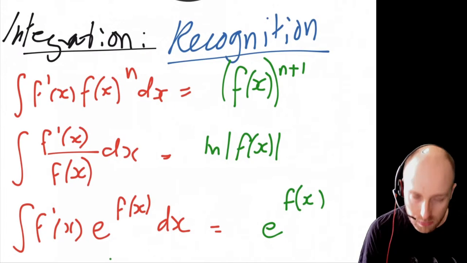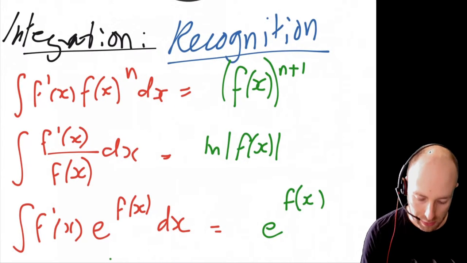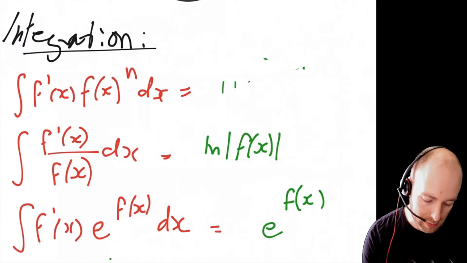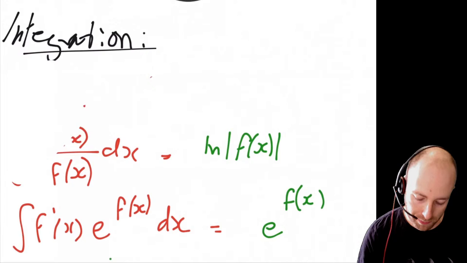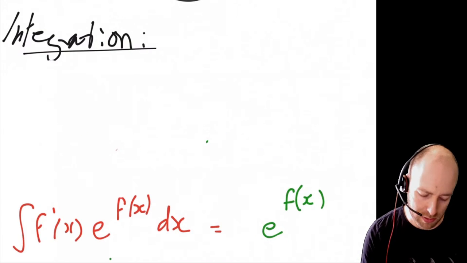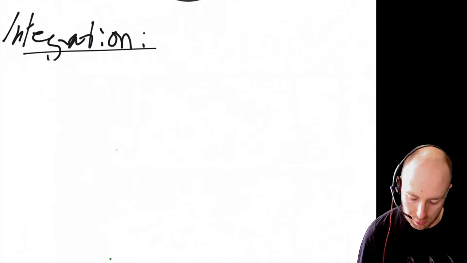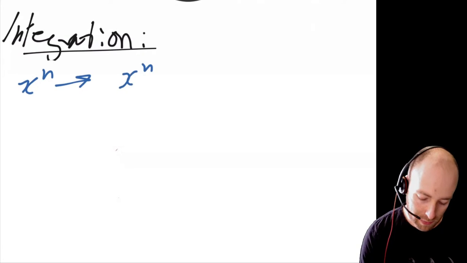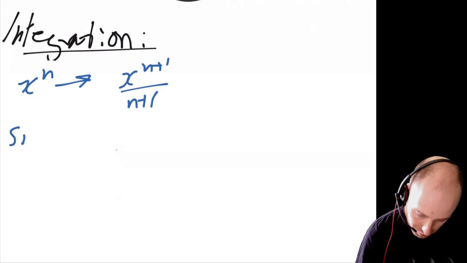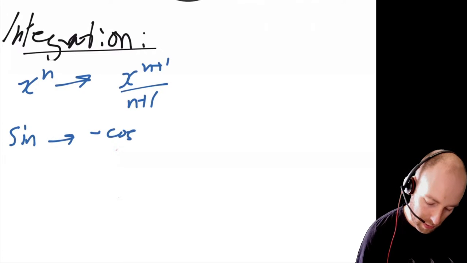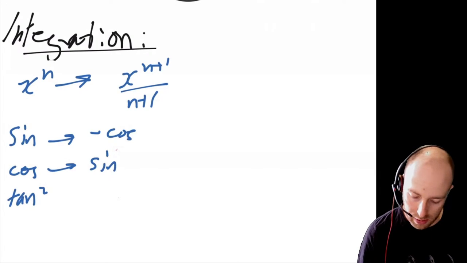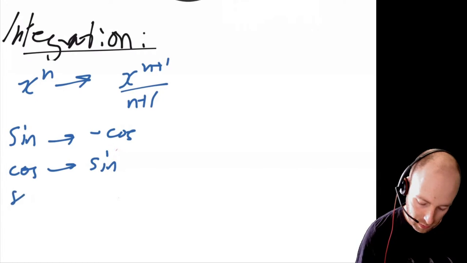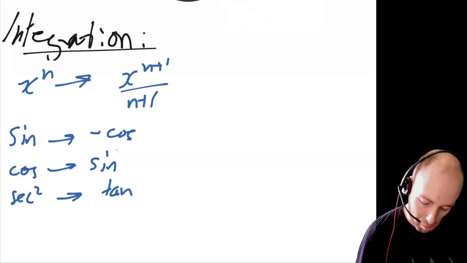The other integrals that you can do just by looking at are what we call the standard integrals. So some of these are in the formula booklet, and there's some that you're expected to remember. I won't spend long on this because these are the ones that I'm pretty sure you guys should be all right with by now. So x to the n goes to x to the n plus 1 over n plus 1. Sine integrates to minus cos. Cos integrates to sine. Sec squared goes to tan. Cosec squared goes to minus cot.